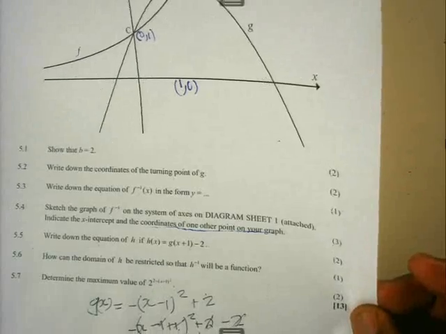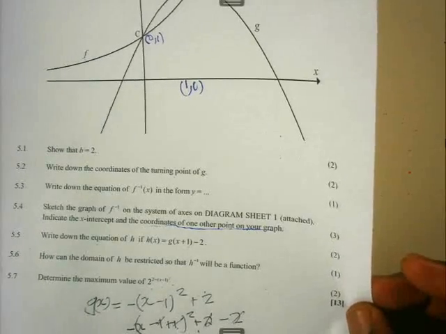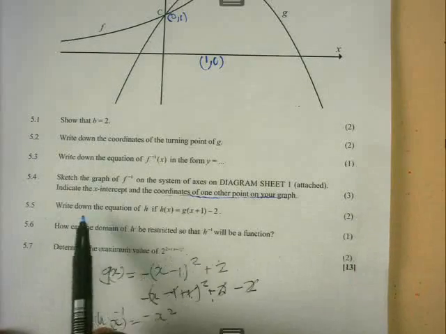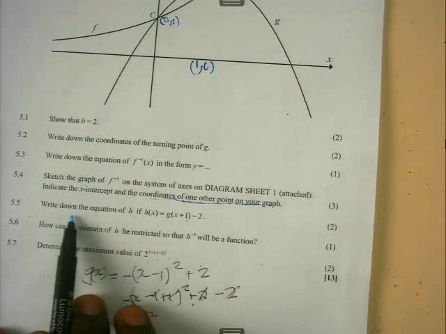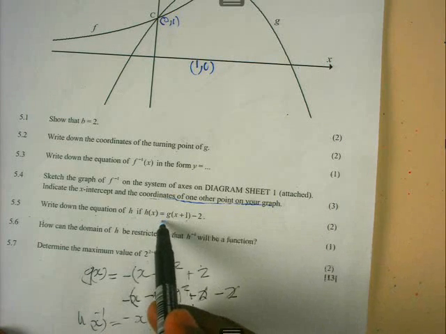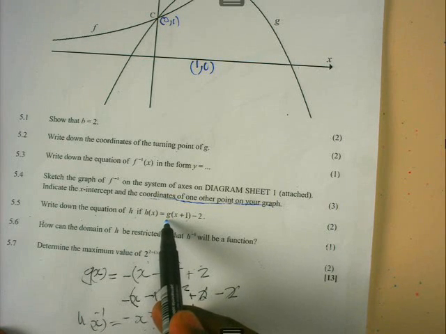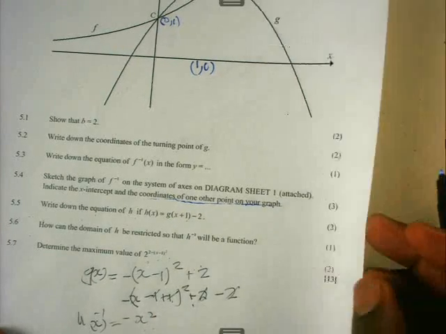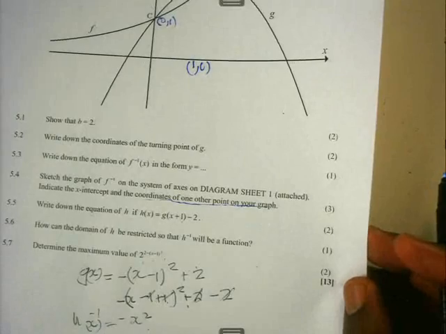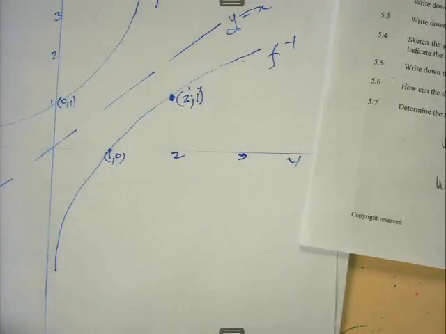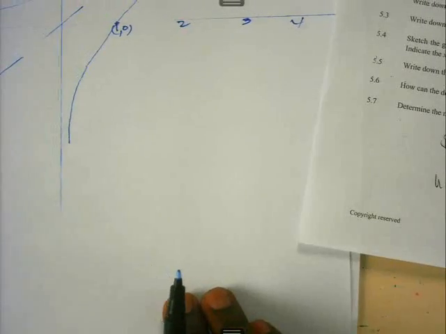Fine. Now, can we quickly go to 5.5? In 5.5, if you look at 5.5, it says write down the equation of h if h of x is g of x plus 1 minus 2. Write down the new equation of h of x. Now, how do we do this? How do we do this in answering this question, which is 5.5?